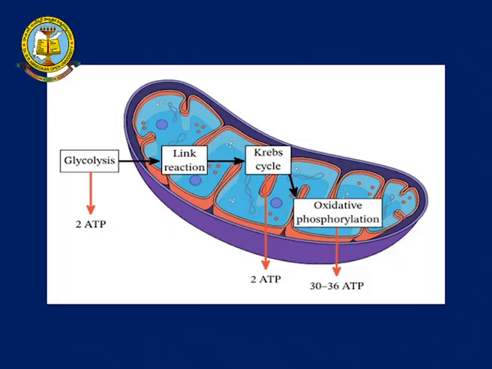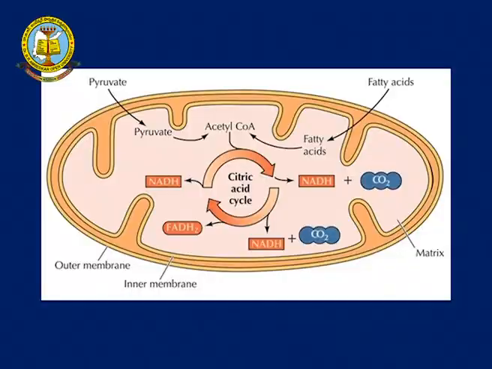This is our mitochondria, one organelle in the cell. After glycolysis, linking to the citric acid cycle, Krebs cycle and oxidative phosphorylation, the Krebs cycle produces 2 ATPs and oxidative phosphorylation produces 30 to 36 ATPs. In glycolysis only 2 ATPs are produced. Now the pyruvate molecule enters the mitochondria, the pyruvate is converted to acetyl CoA, then acetyl CoA enters the citric acid cycle.